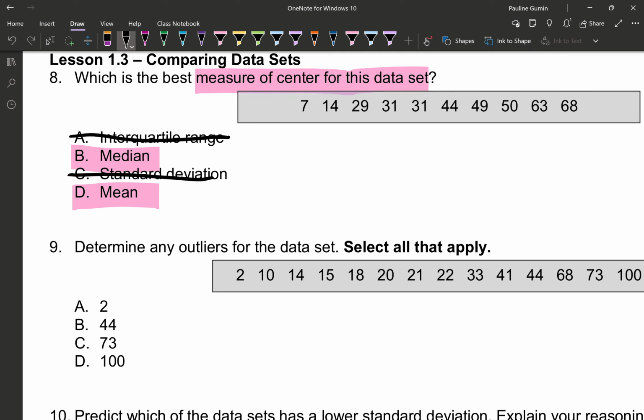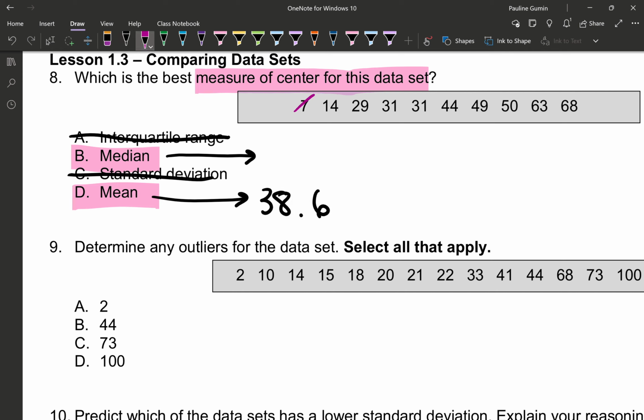Anyways, I was able to eliminate A and C immediately because A and C are spread. IQR, the interquartile range, and the standard deviation are measures of spread. Mean and median are measures of center. So let's find the mean and the median. The mean you can calculate in the two ways I gave you as an example on number 7, and we got a mean of 38.6.